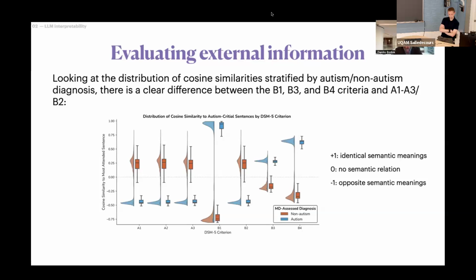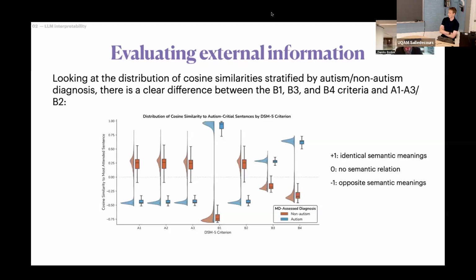However, we found a way to introduce them into our modeling pipeline so that we can perform an acid test against established knowledge. A value of 1 is very similar in semantic meaning, 0 is no relationship, and minus 1 would be opposite meaning. So we did this for the most attended sentences in both cases, the autism and non-autism groups.